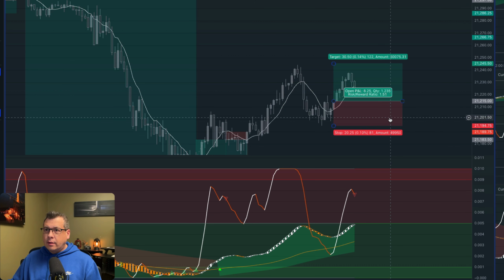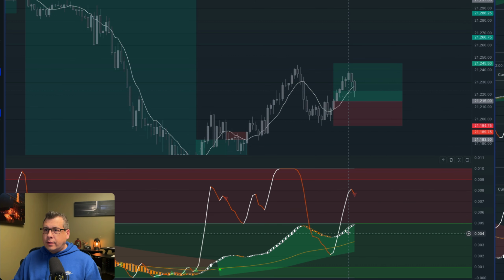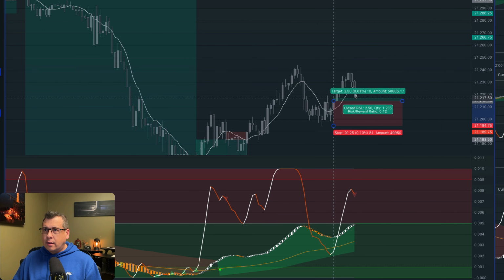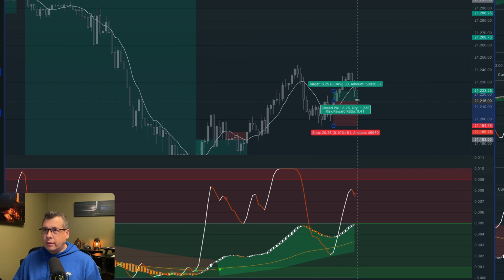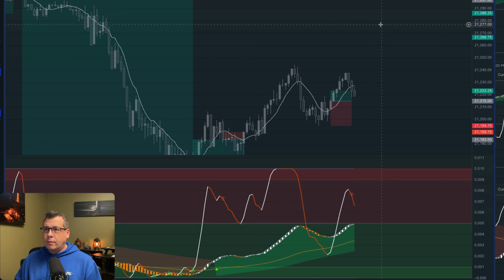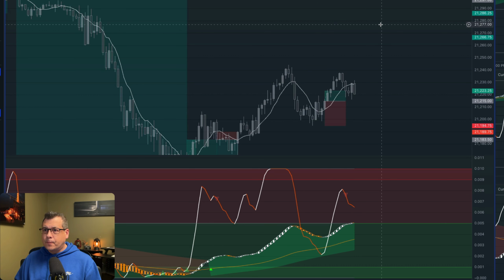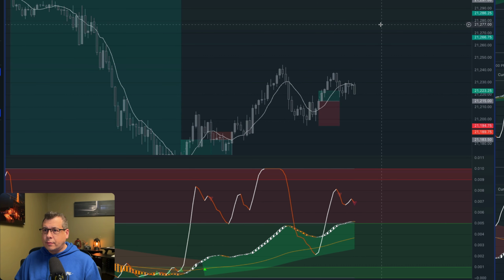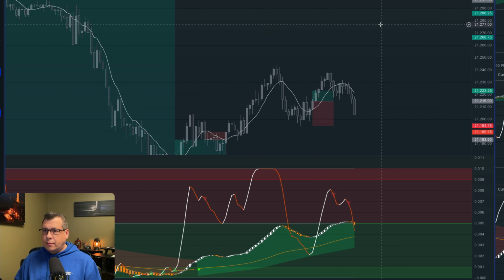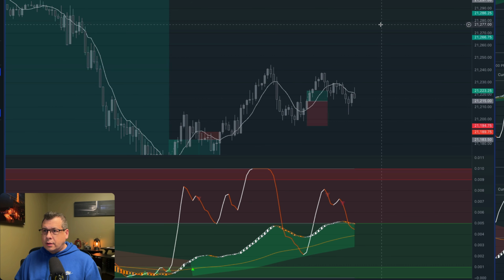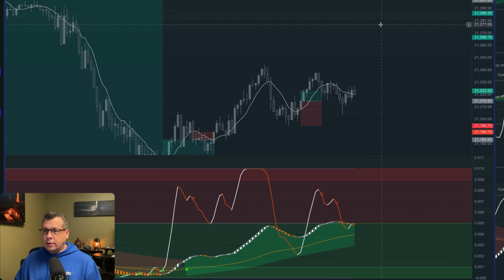And the delta is tapering down, so I'm going to go ahead and pull the plug for a small win on this one. Still looking for a long in the green zone. Going to go ahead and go long on this tick up right here.